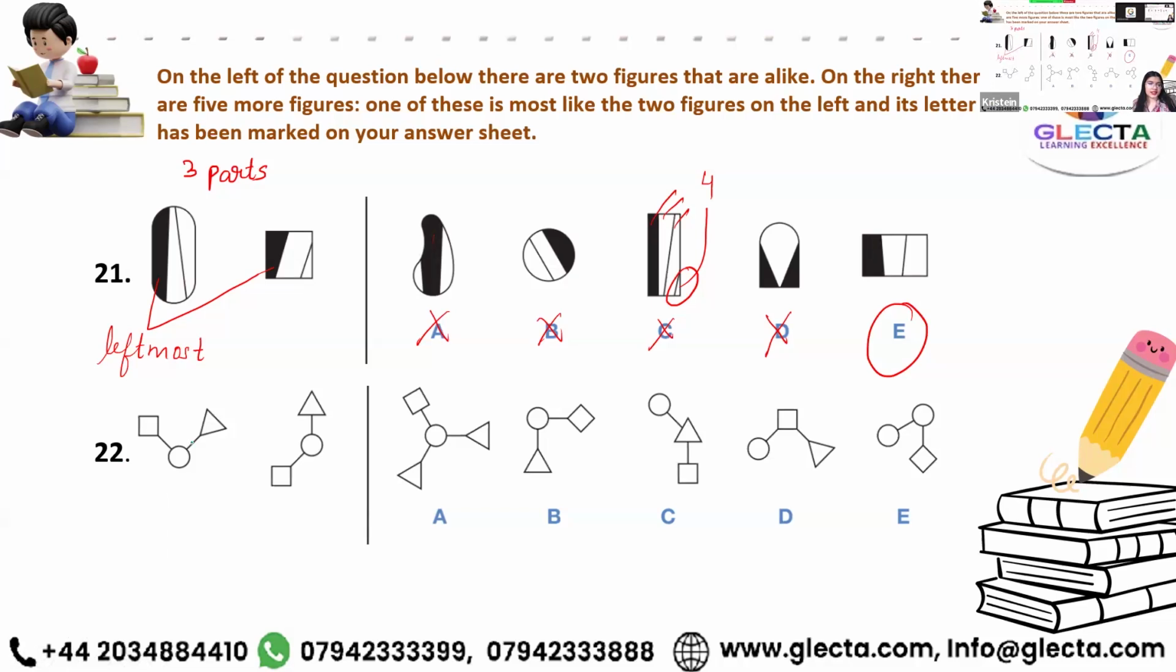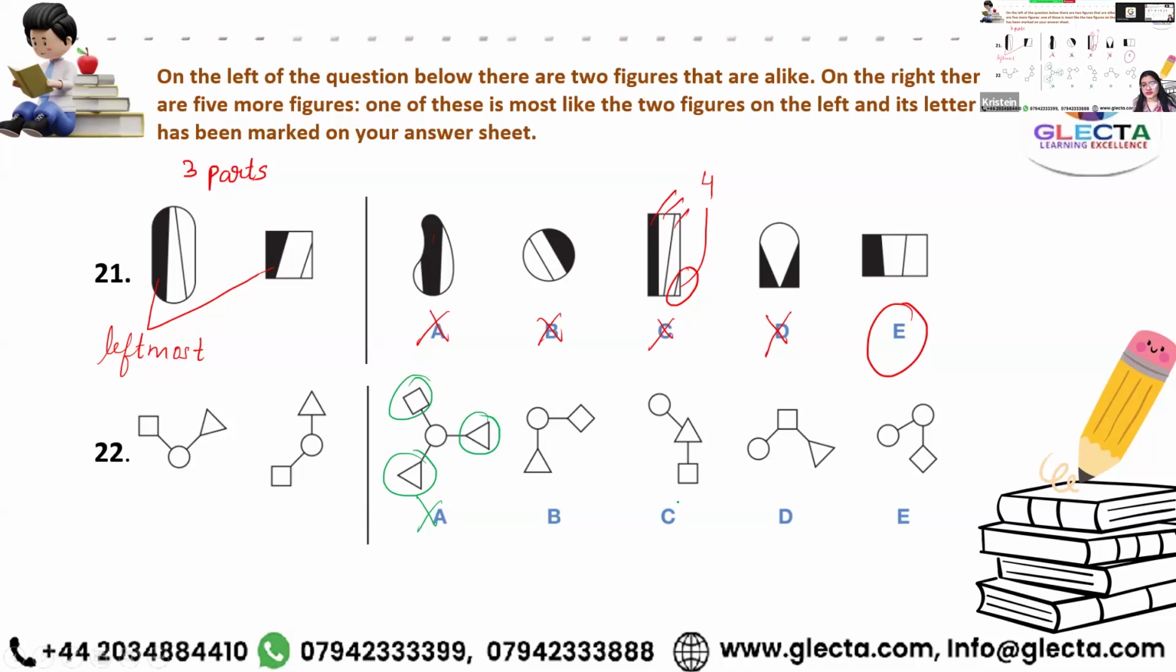Question number 22. So what do I see? There is a circle in the middle, and on the sides, a triangle and a diamond shape, or a square, you can say. Only two shapes. So in option A, there are three shapes, which is again wrong, not possible. In option B, there is a triangle, there is a diamond shape, there's a circle in the middle, looks like a possible answer, but we still have to check the other options.